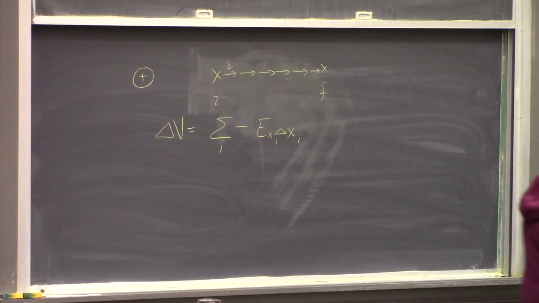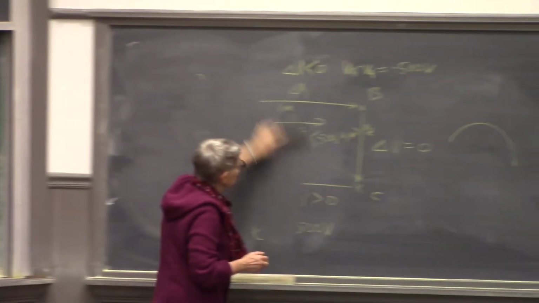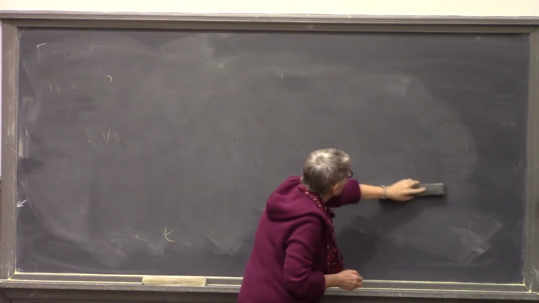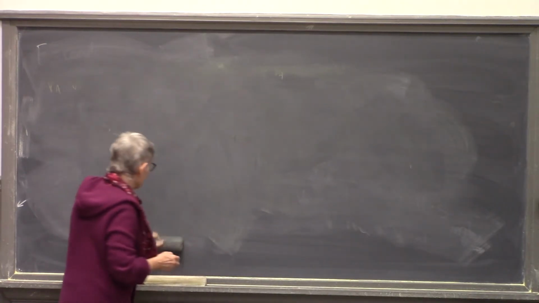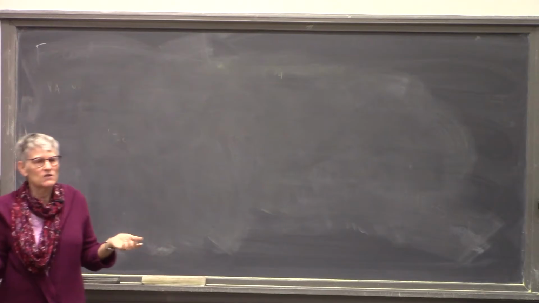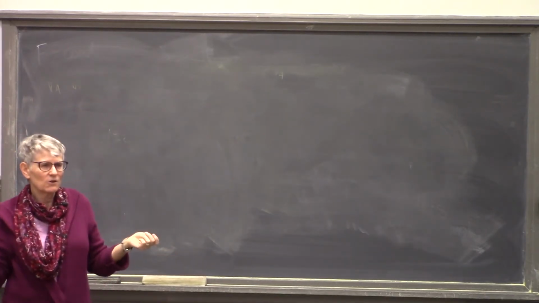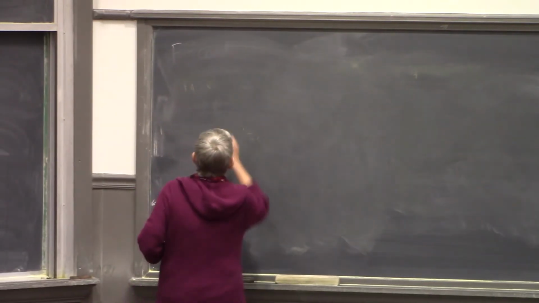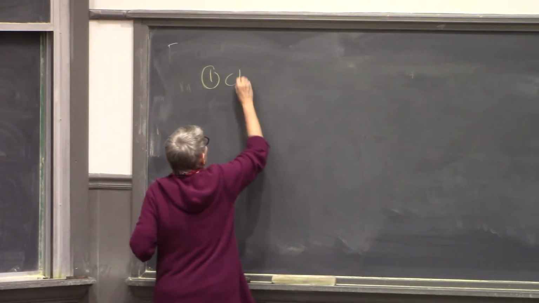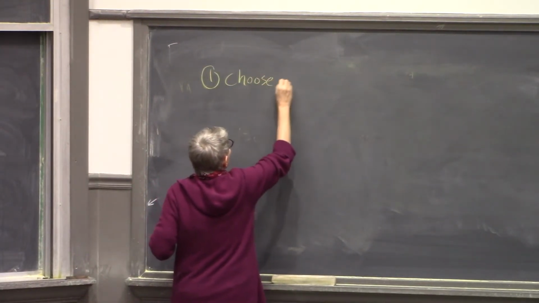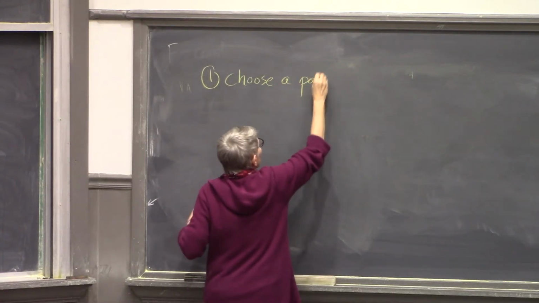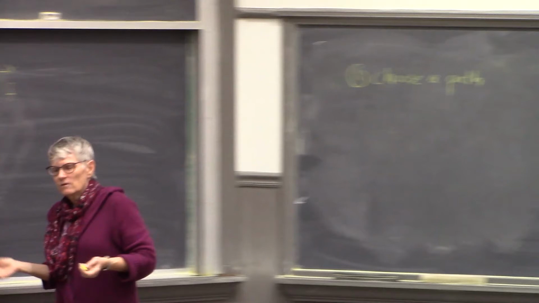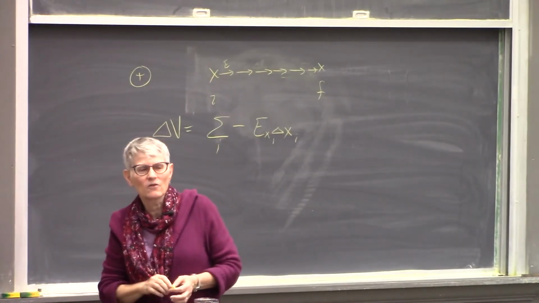So we have a procedure that looks a whole lot like the procedure we had for calculating the electric field of distributed charges. It's a little different because the first step is to choose a path. Now, how do you choose a path? Isn't that overdetermined?